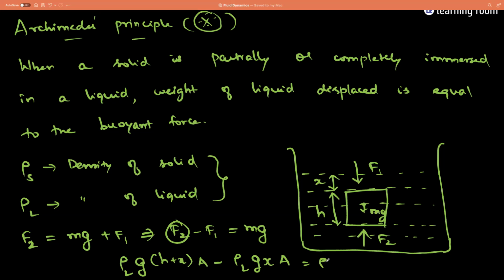Mass of the substance will be equal to density into volume. So density into volume is going to be A into H, and here it is going to be G. So G will get cancelled. So this rho is going to be the density of solid. Similarly, A will also get cancelled. So what are you left with?